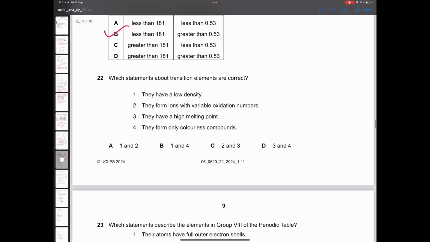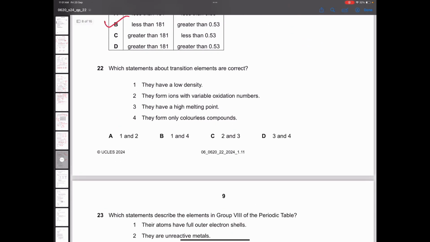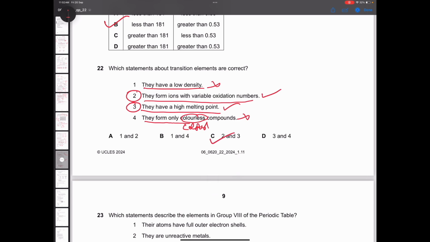Next question. Which statements about transition elements are correct? They have low density, incorrect. They form ions with variable oxidation states, correct. They have a high melting point, correct. They form only colorless compounds, no, they form colored compounds, not colorless compounds. So the answer with statements 2 and 3 will be the correct one, which is option C.